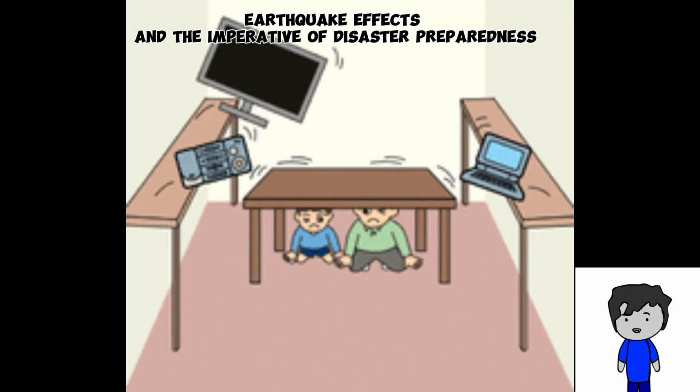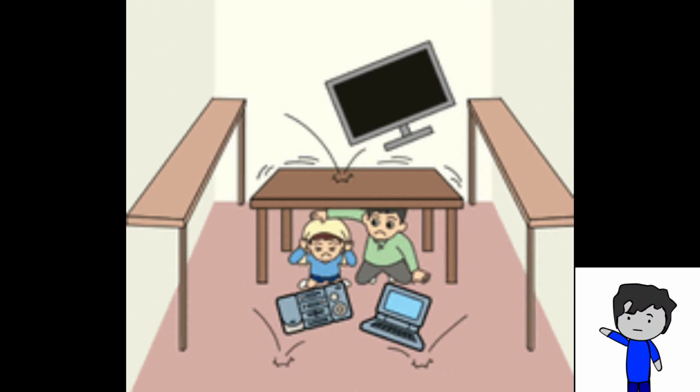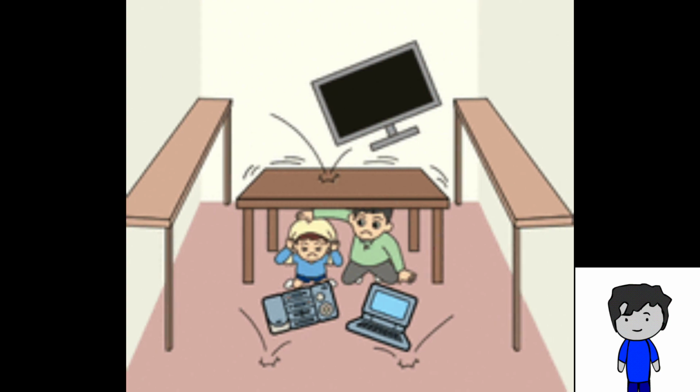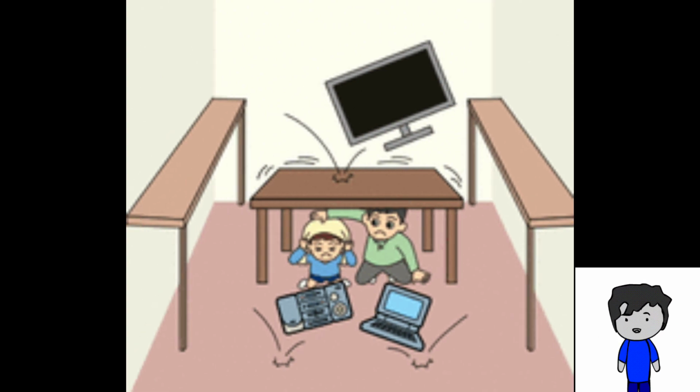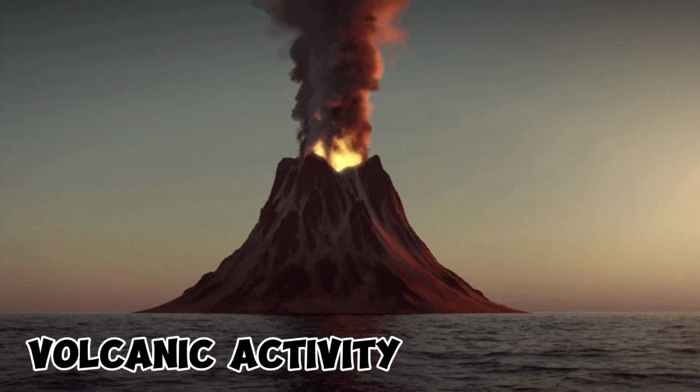Earthquake effects, and the imperative of disaster preparedness. In addition to ground shaking, earthquakes can trigger a cascade of secondary events that amplify their impact. These include tsunamis, landslides, liquefaction, and even volcanic activity in some cases.